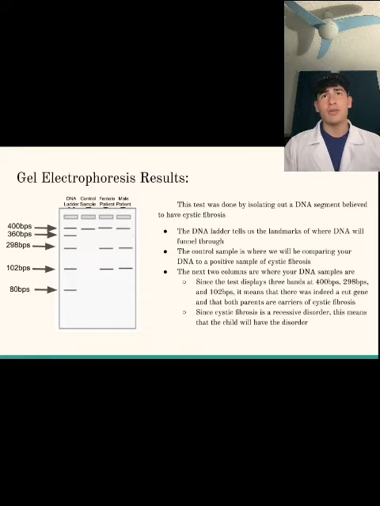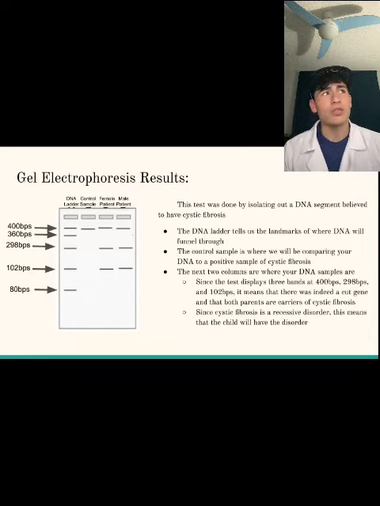So coming up first, we isolate the DNA that we got from the sample that you gave to us, and we believed it had cystic fibrosis. If we look at these gel electrophoresis results, we were able to see the DNA ladder, the control sample, and both the female and male patient samples from you and your wife.